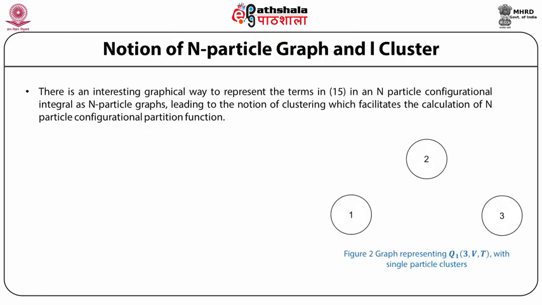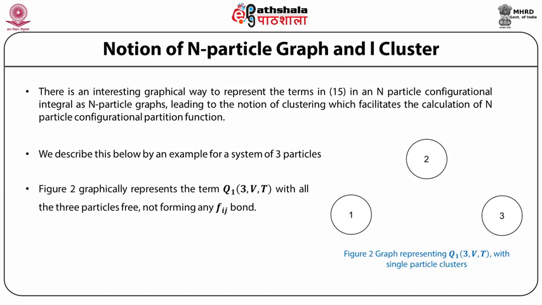Notion of n-particle graph and l-cluster. There is an interesting graphical way to represent the terms in 15 in an n-particle configurational integral as n-particle graphs, leading to the notion of clustering, which facilitates the calculation of the n-particle configurational partition function. We describe this below by an example for 3 particles.